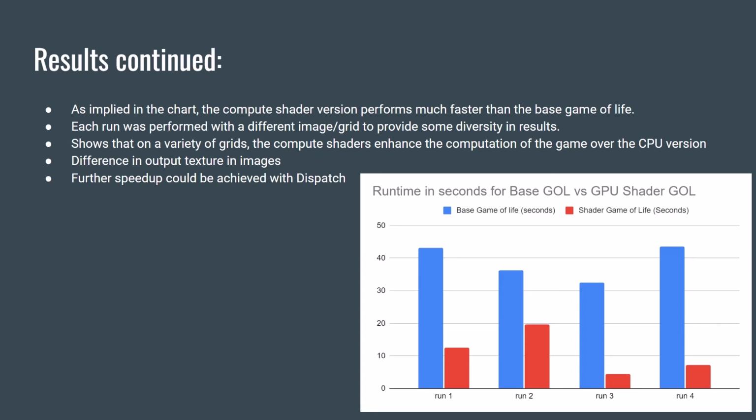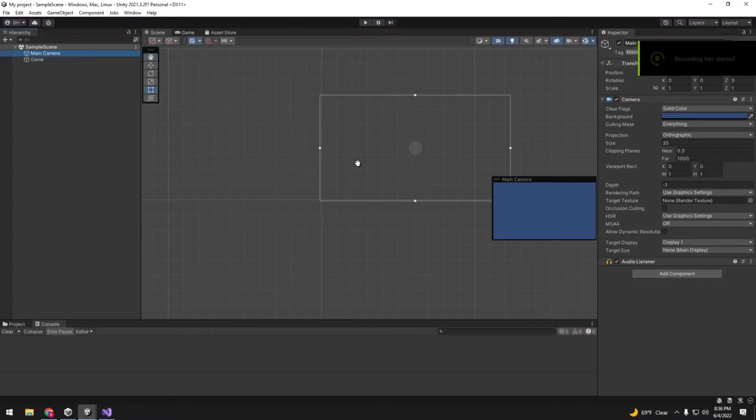In addition to this, further speedup could most likely have been achieved by using the dispatch function, which could allow us to launch multiple shader groups. However, the default one was sufficient in testing. And that's all. Thank you.